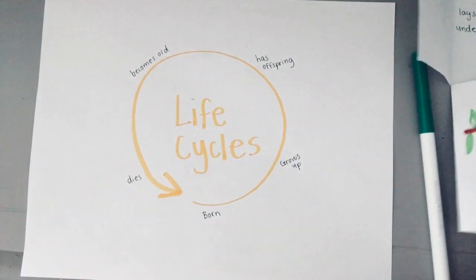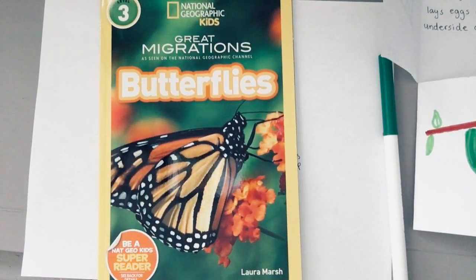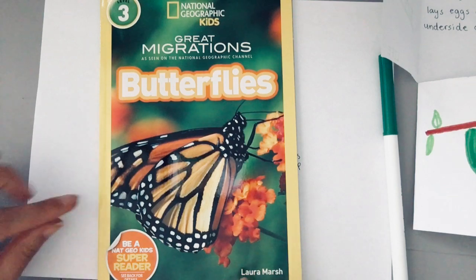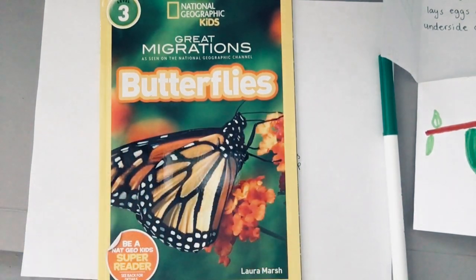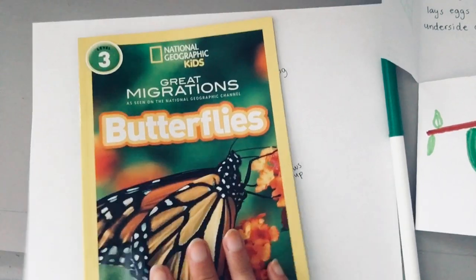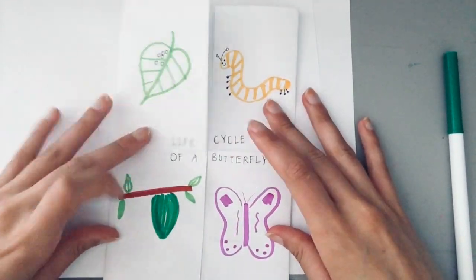Today, specifically, we are talking about the life cycle of butterflies. I'm going to read you an excerpt, that means a piece, of this book called Butterflies, and then you and I are going to make something to help us remember the stages of the butterfly's life cycle. We're going to make a foldable that looks like this.